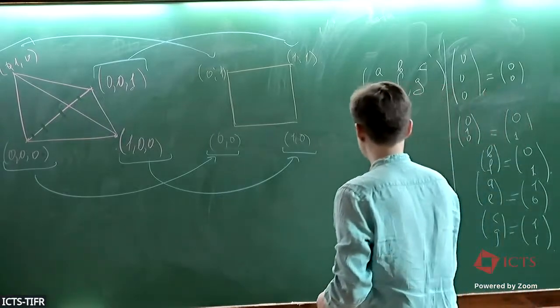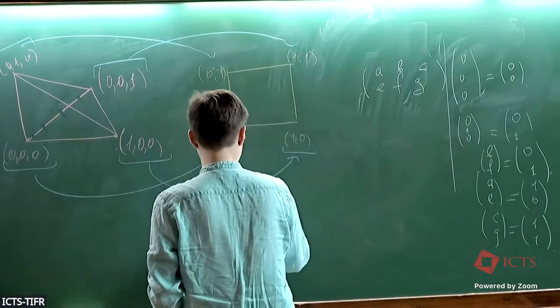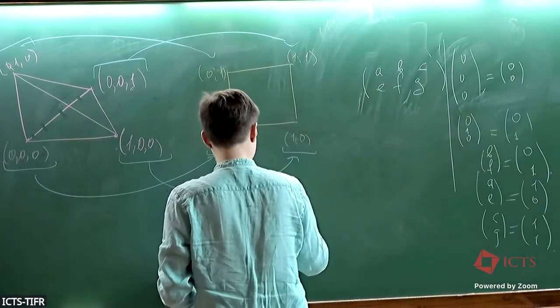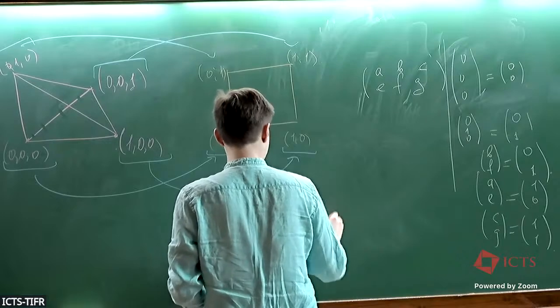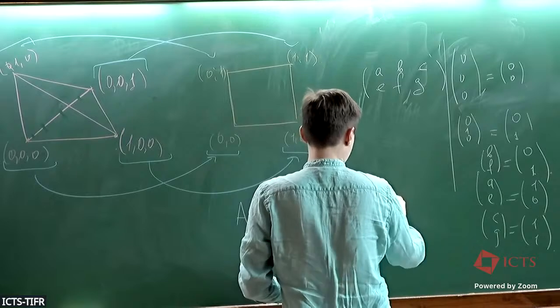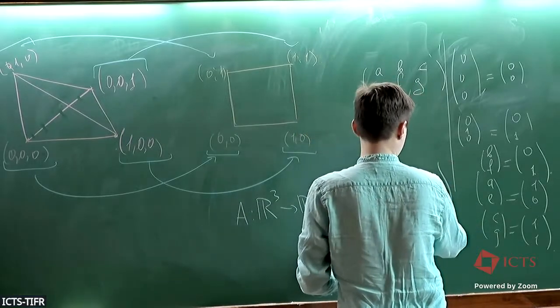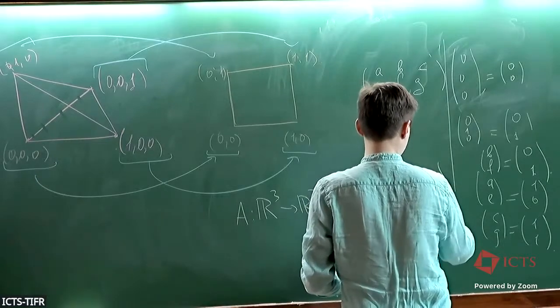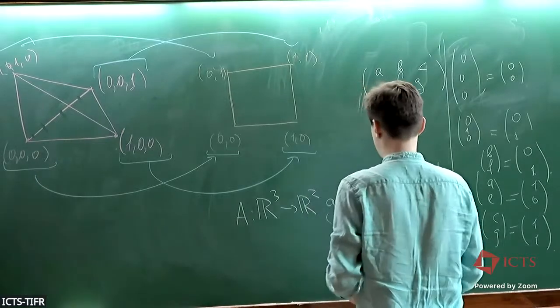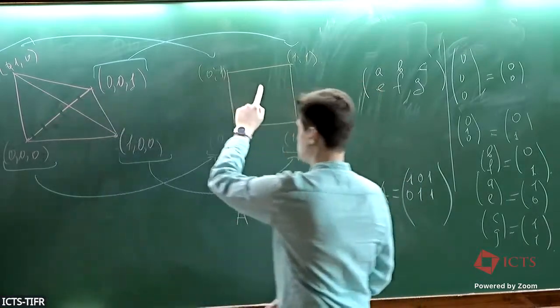So in this sense, we have a linear map. There is a linear map from R3 to R2 given by a 2x3 matrix whose entries are 1, 0, 0, 1, 1, 1, which sends the tetrahedron drawn here to the square.